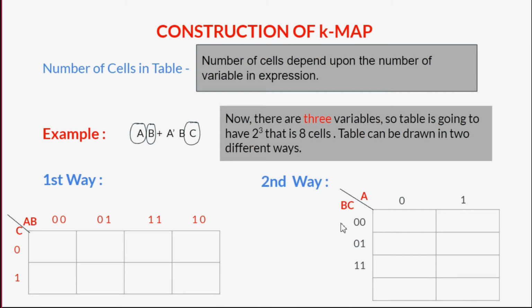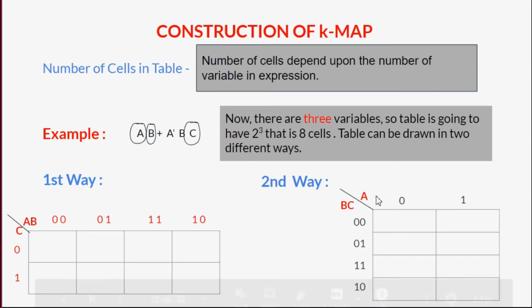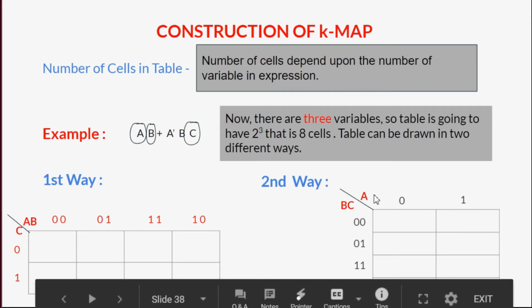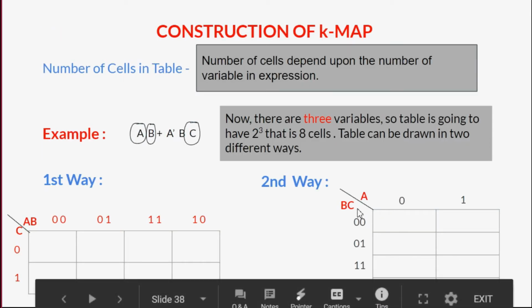There is a possibility that B is 1 and C is 0. So rest everything is same. In the same manner, I can change the single entity. For example, I can represent B instead of A and AC instead of this BC. Rest everything is going to be same as the first way.